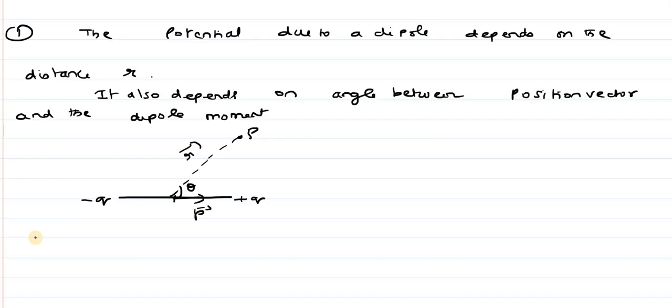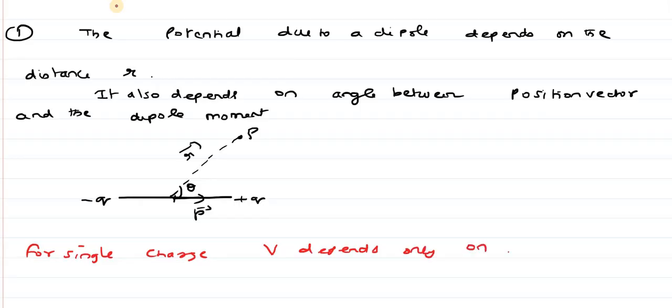But for a single charge, it does not depend on the angle. Correct? For a single charge, the potential depends only on R, the distance. Wherever you take it, at whichever angle, it is kq by R only. So you should learn the comparison between the electric potential due to a dipole and a single charge. For a dipole, it depends on R as well as the angle between the position vector and the dipole moment, whereas for a single charge, it does not.